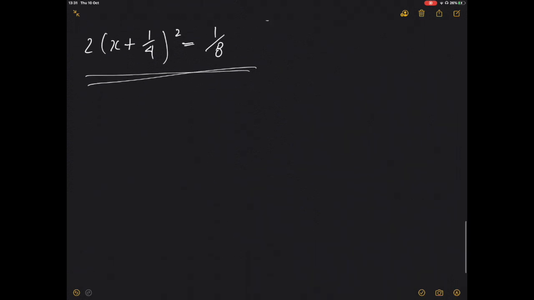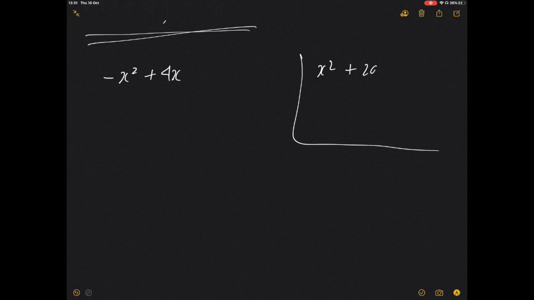Okay, so maybe we have a negative coefficient on here as well, so this makes it a little bit tricky, but it's actually the same thing. So maybe we have something like negative x squared plus 4x. Okay, and we'll bring our equation back in the corner. We have x squared plus 2ax plus a squared, and that has to equal x plus a squared.